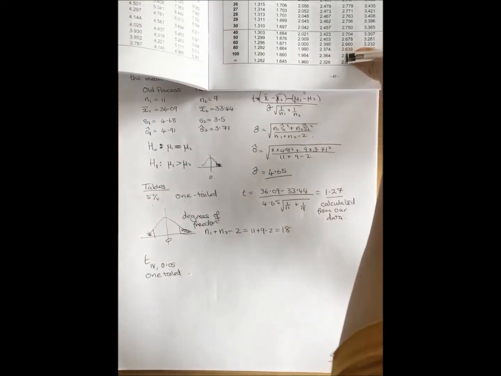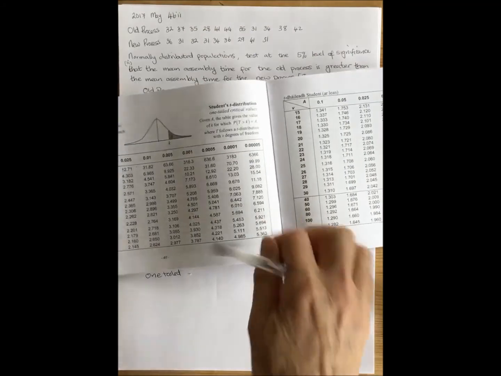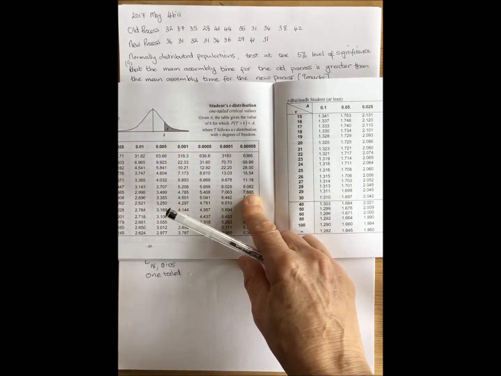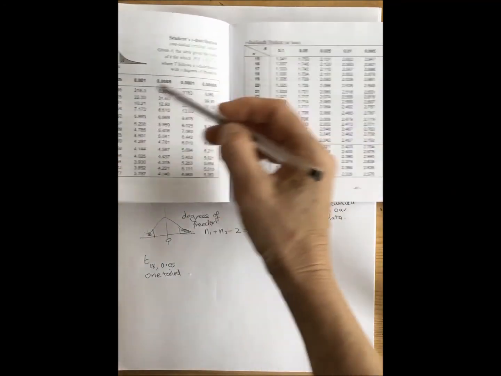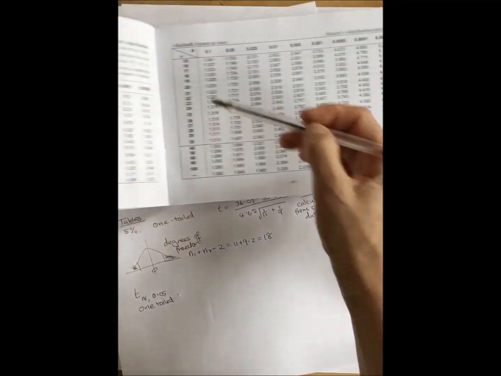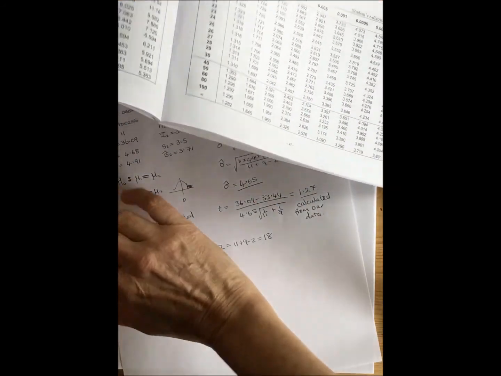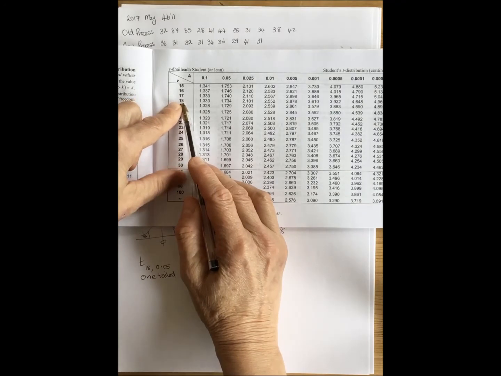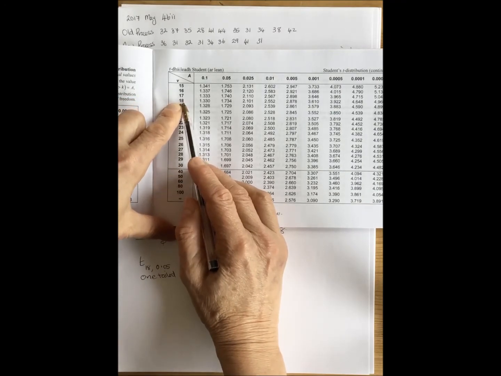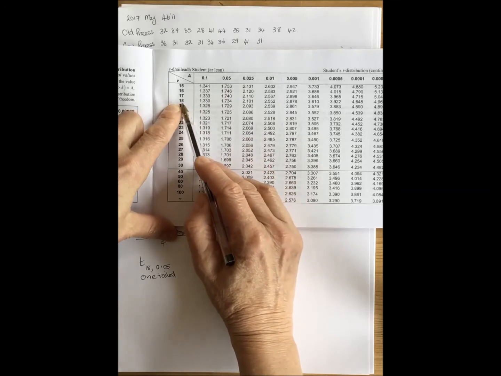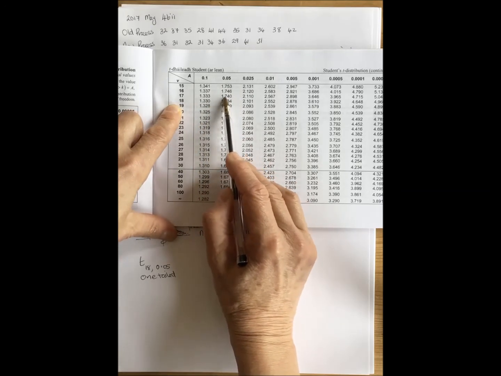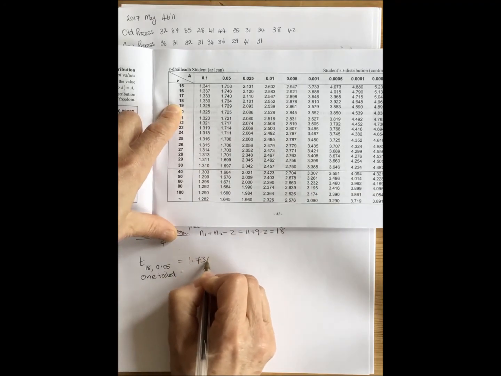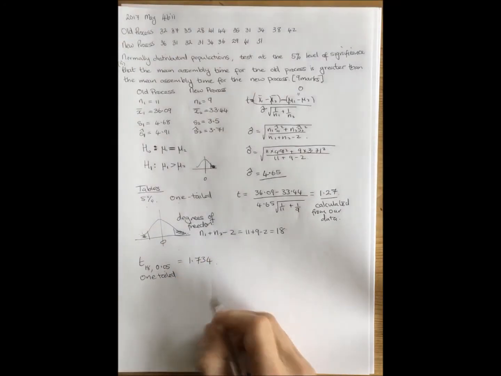So if I go to the tables, see these tables here? They only give one-tailed. And we've got 18 degrees of freedom. So we go down the tables, 1, 2, 3, and so on, down here to get to 18. There's 18, and the level of significance is 5%. That's 0.05. So 18 at 0.05 gives us 1.734. That equals 1.734. Okay, and they're pretty close.